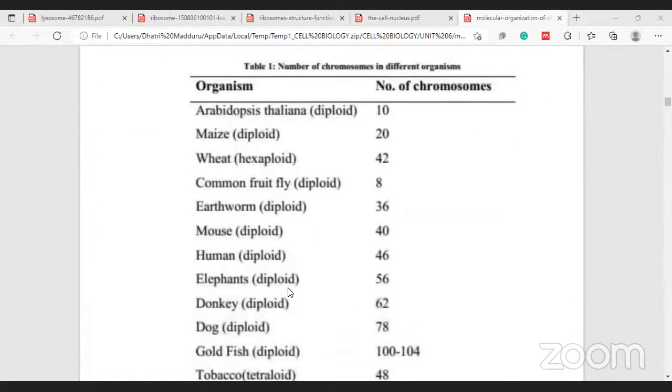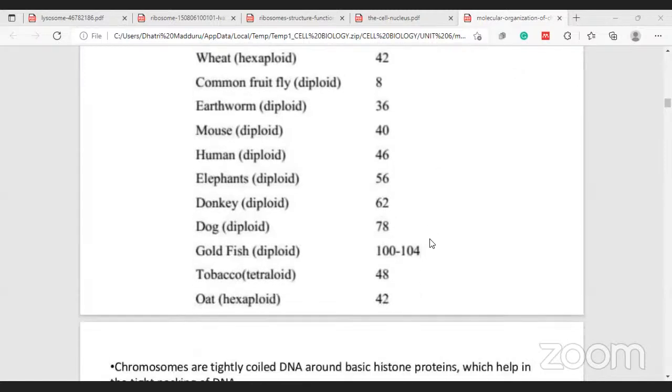These are the numbers of chromosomes present. You can see Arabidopsis thaliana, a plant model. It has 10 chromosomes. It is diploid. And maize has 20. Here 2n is 10, that means 5 chromosomes, n is equal to 5. Here n is equal to 10. Like that in humans we have 46, so n is equal to 23. Like that we have for every organism.